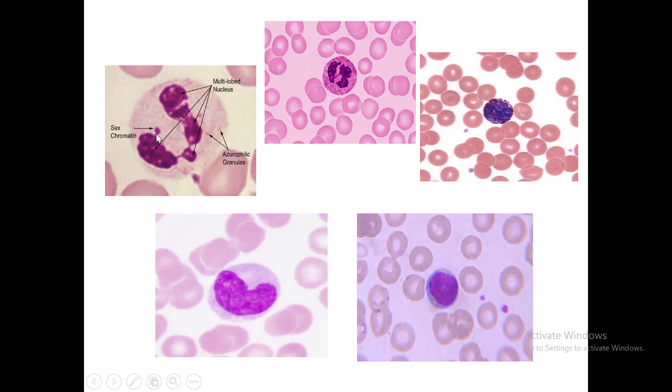In women, one of the X chromosomes you can find, such as this, we call this sex chromatin or drumstick. It's one drumstick in a neutrophil. One of the X chromosomes in women is inactive, so we can find it like one drumstick in one segment of the nucleus.